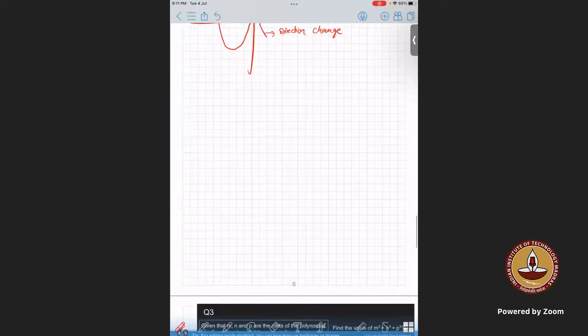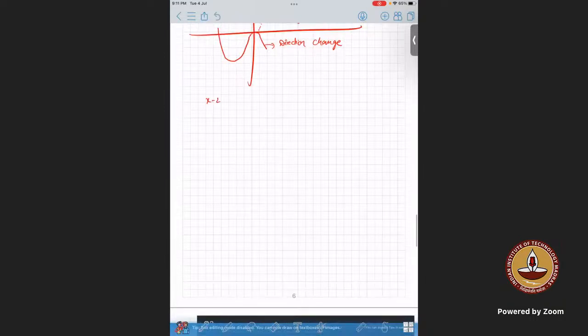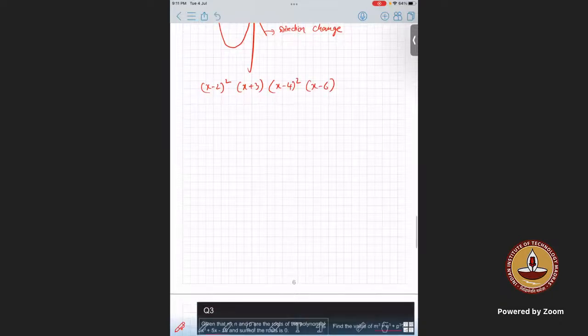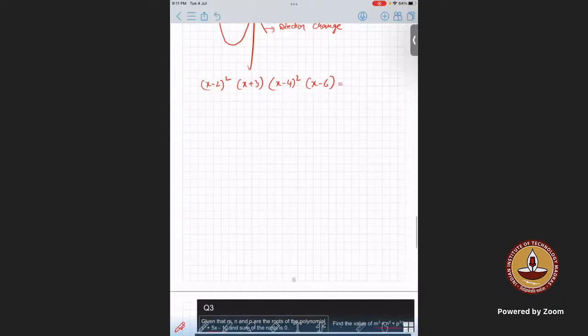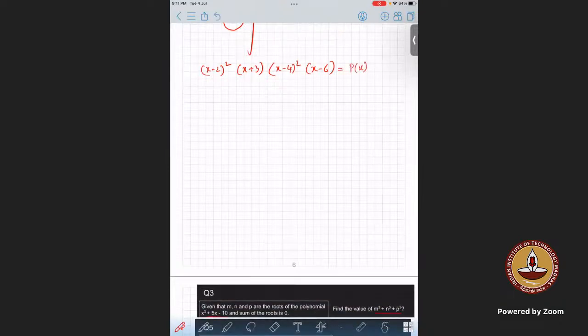Look, listen to this carefully. (x minus 2) whole square, (x plus 3), (x minus 4) whole square, (x minus 6). Let these be the roots. This is an equation, polynomial p of x. To draw the rough graph of this, first consider the end behavior. If x tends to infinity, then it is plus infinity. If x tends to minus infinity, it is minus infinity. Agree?